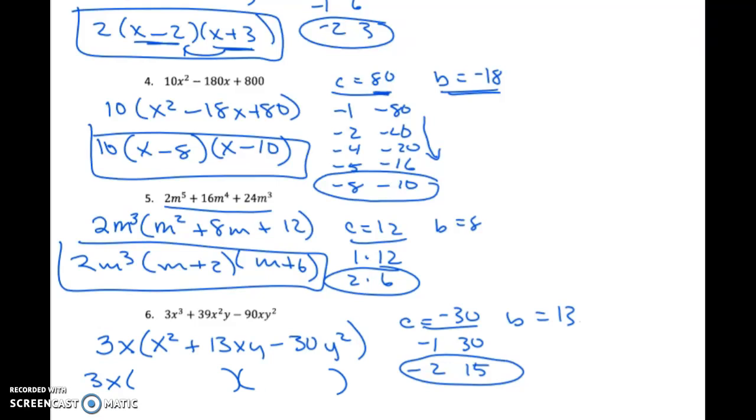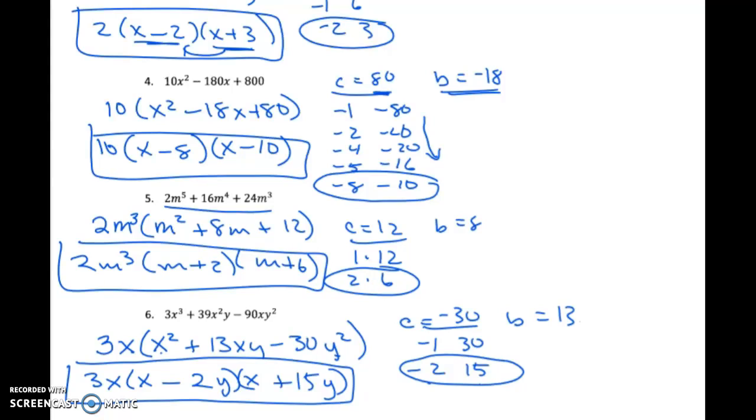And the only difference in this problem is it has two variables. So at the front, I know I have the x and the x, and at the back I'm actually going to have a y and a y to get the y squared, and then I just put in the two numbers for my factor pair, so minus 2y and plus 15y to finish it off.